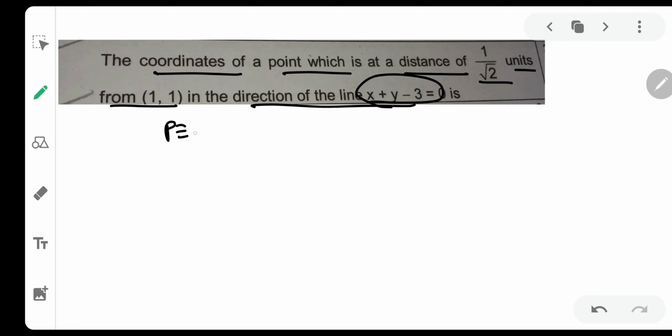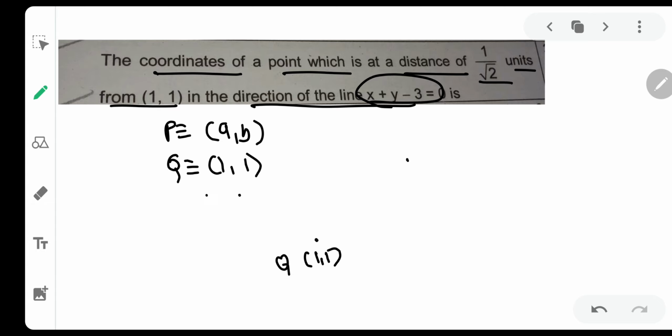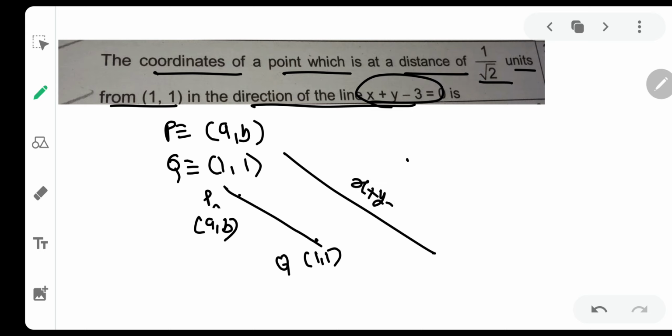Suppose P corresponds to (a, b) and this is your Q point (1, 1). So you can say this is your (1, 1), Q point, and this is your P point. P is (a, b) and this is your line. Now this line will have the same direction as this line, x plus y minus 3 equal to 0. Both of them will have the same particular angle.